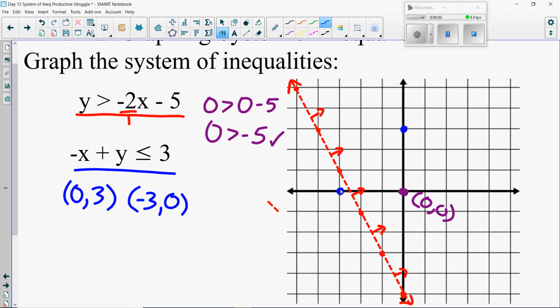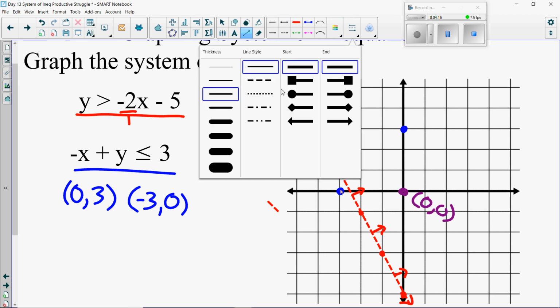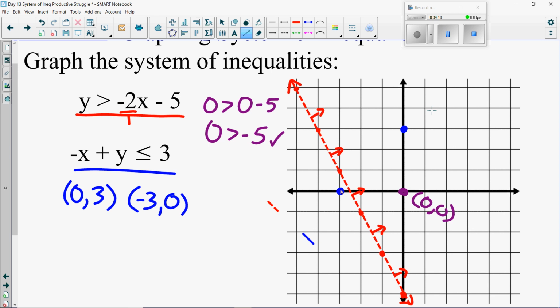And then we look at that inequality. This is greater than or equal to. So this one, we're going to have a solid line. So we'll go up here, choose a line, let's make it blue. And this time we want it to be a solid line because it's or equal to. So we'd have this line coming down here.